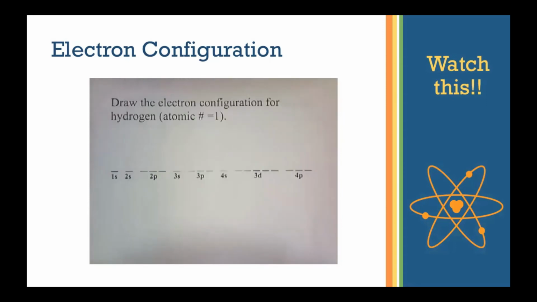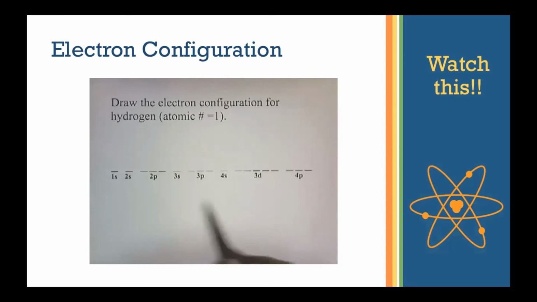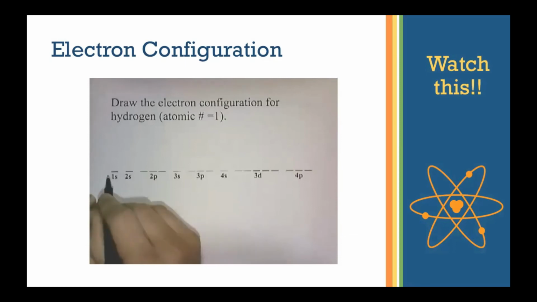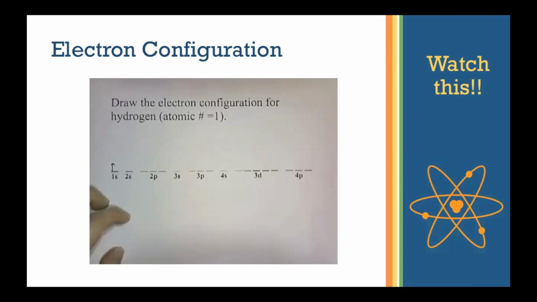Okay, so to do this, you need to use a periodic chart to get the atomic number. Remember, the atomic number tells you the number of electrons the atom has. So hydrogen has 1 electron. Where does the electron go in this whole mess? Well, we start from left to right. The first electron goes here, the leftmost. We're going to draw an arrow to indicate that it's an electron. The arrow represents an electron spinning in one direction. That's pretty straightforward. That's the electron configuration of hydrogen. Let's do the next element.